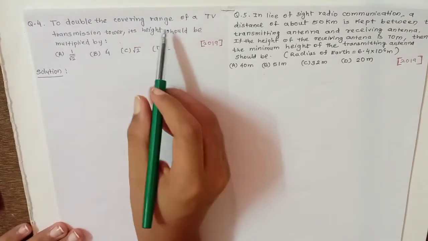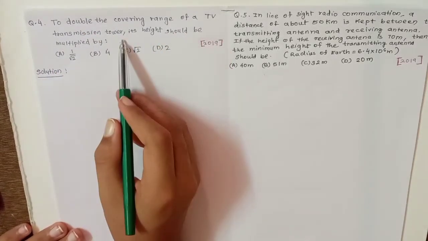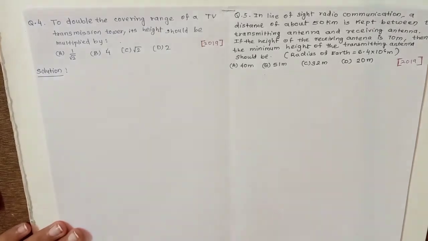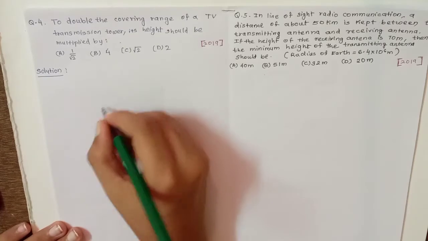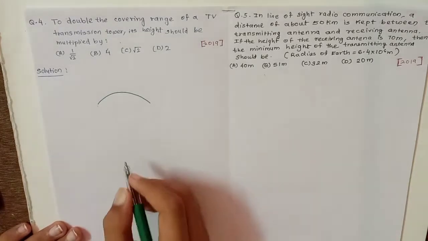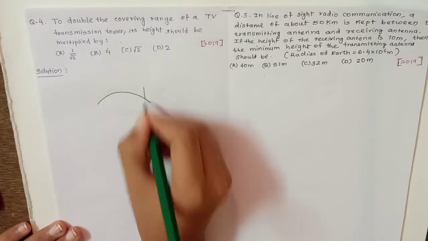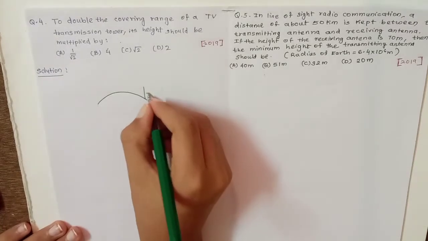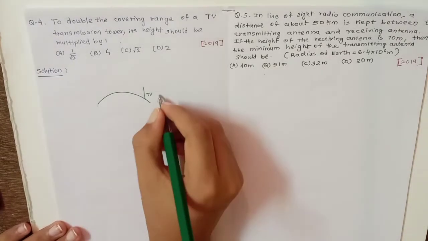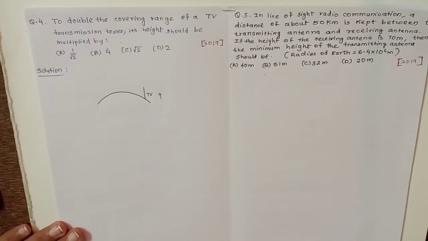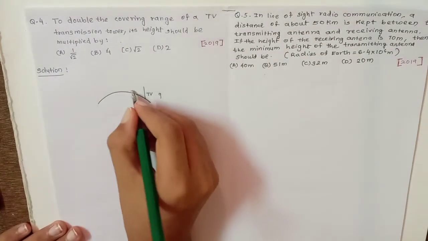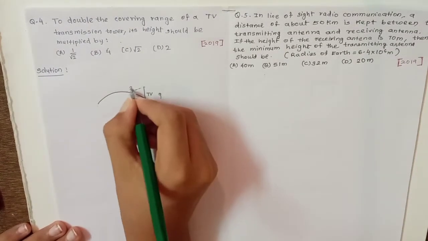To double the covering range of a TV transmission tower, its height should be multiplied by. So let this be Earth, and this is a TV transmission tower. Say its height is 9, and say its range is 24.